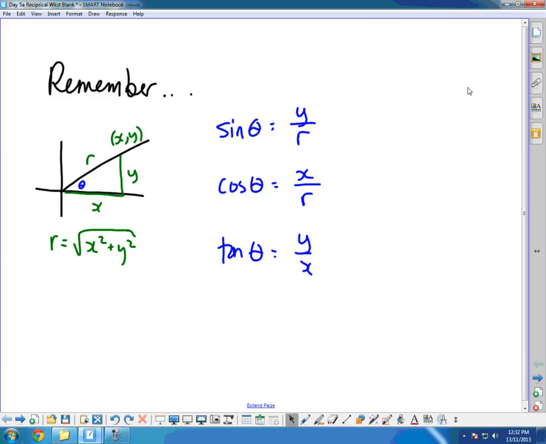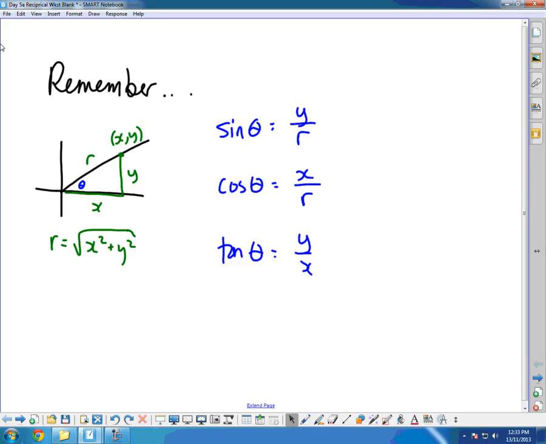Okay, so before we go off and do the next activity, I just wanted to remind you of this from a couple days ago. Remember, we could consider an angle in standard position where the terminal arm goes through the point (x, y). It creates this little triangle, with r being considered the radius, and it's the hypotenuse of the little right triangle that's there. So you can do r squared equals x squared plus y squared, or just r equals the square root of x squared plus y squared.